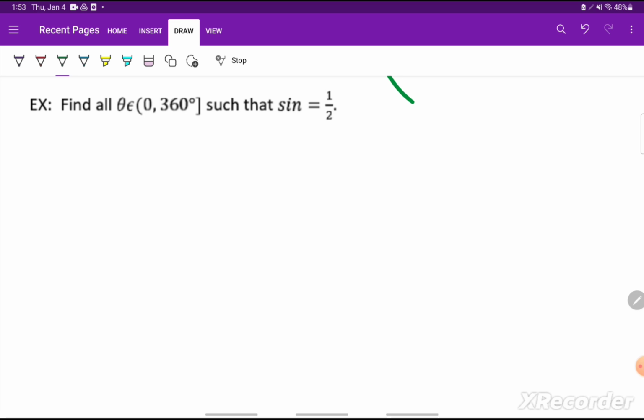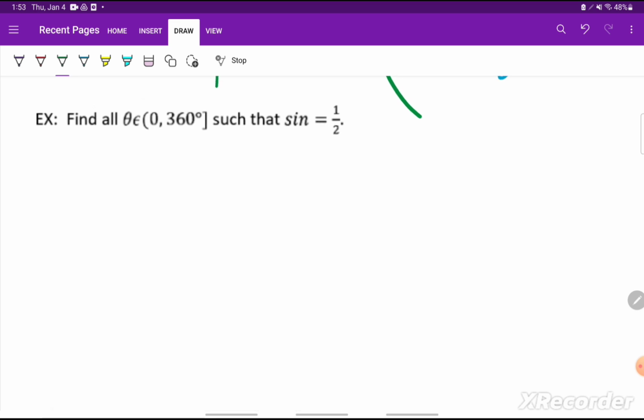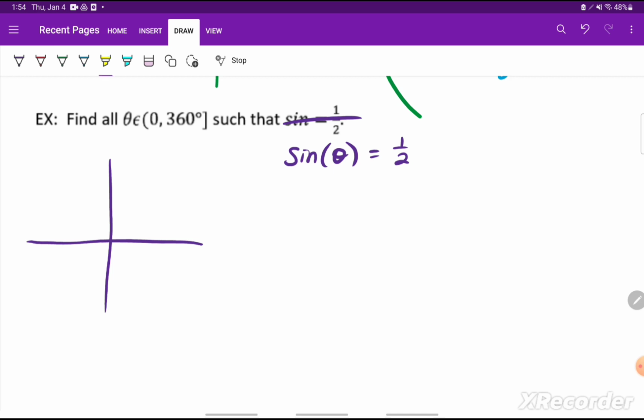We want to find all theta between 0 and 360 degrees such that, let's just say, sine of theta equals 1/2. I basically go through the same kind of thought process. The first thing I do is think about, well, that sine value is positive. Sine, which is our y value, is positive in quadrants 1 and 2. So I know that's where my triangles are going to be. I'm going to have 2 of them.